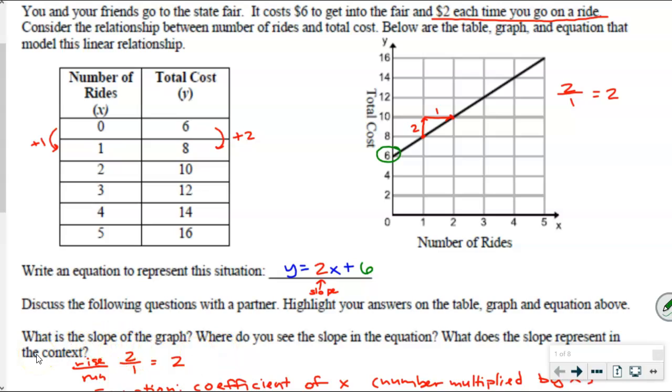Okay, where do I see that 6 in the equation? Let's start there. Where is it in the equation, Maverick? Yeah, where we're adding 6. So we can see in the equation the y-intercept. Where do I see it in the table? Where can I see that 6 in the table, Sam?